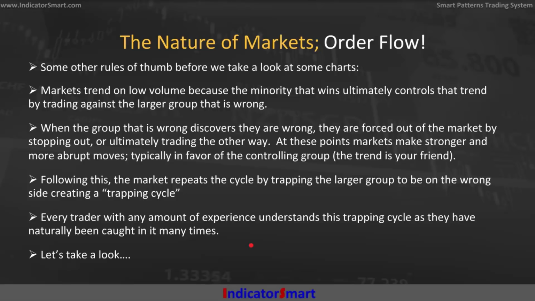So when the group that's wrong discovers they're wrong, they're forced out of the market by stopping out or ultimately trading the other way. At these points, markets make stronger, more abrupt moves, and typically in favor of the controlling group, right? The trend is your friend. Following this, the market repeats the cycle by trapping the larger group to be on the wrong side. And like I said, I call that the trapping cycle. And if you understand the notion of the trapping cycle, it can really help you in your trading.